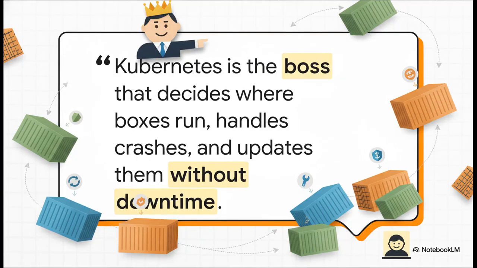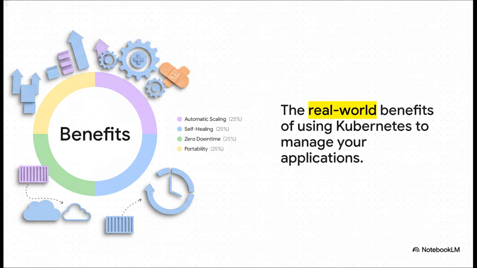So here's the absolute key takeaway. Kubernetes isn't just about running containers. No way. It's the intelligent boss that figures out the best place for them to run, automatically knows what to do if one of them crashes, and magically updates them all without your users ever even noticing a hiccup. And that right there leads directly to the real-world superpowers you get from this.